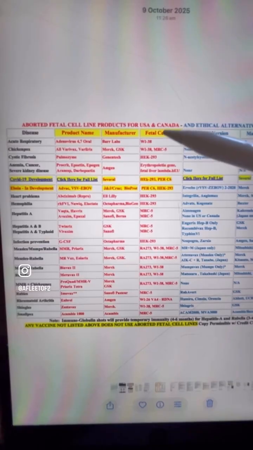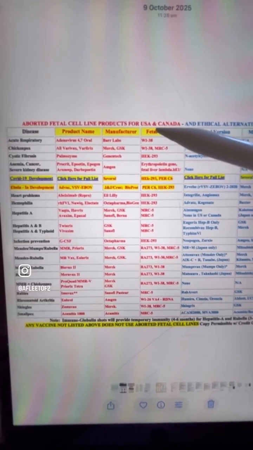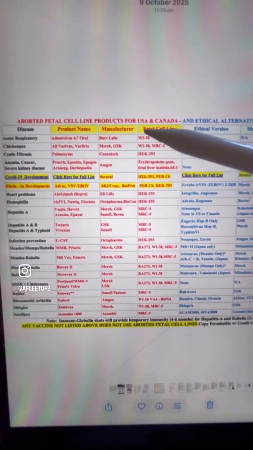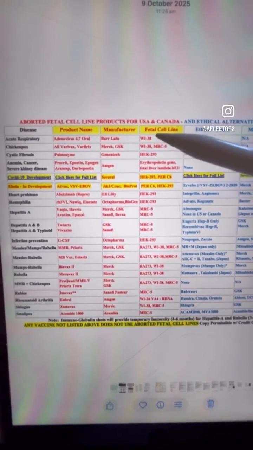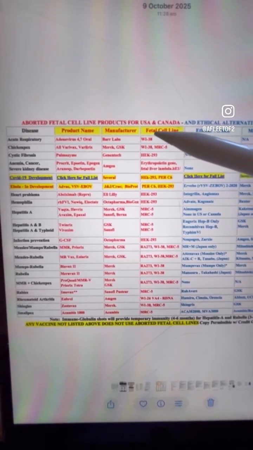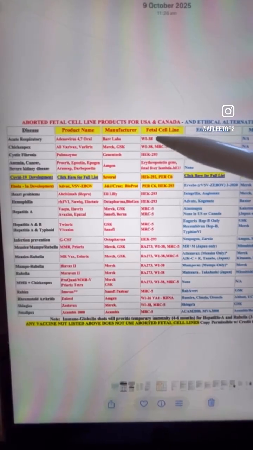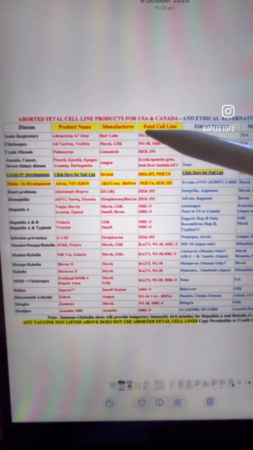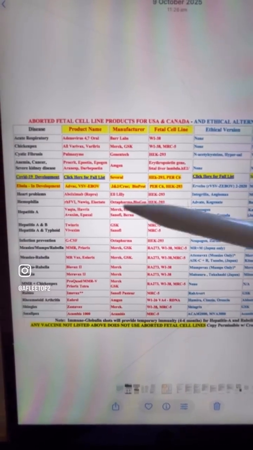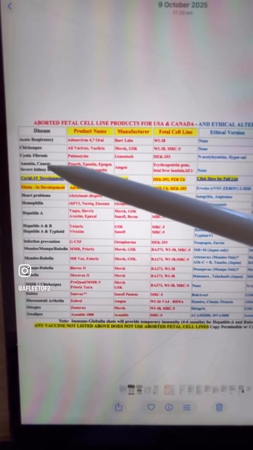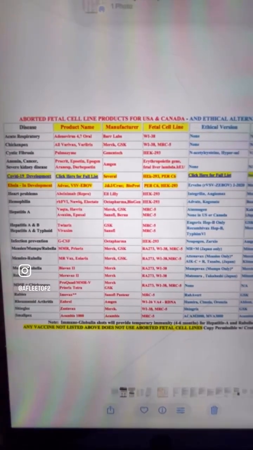So all of these vaccines that I've had are from fetal cell lines. When they say fetal cell line, what's fetal? It's like an aborted fetus. It's a baby that's not born, a baby that's basically in the mother's belly. So that's a fetus, so fetal cell line. All of this is coming from the fetal cell line, and you're getting vaccination for all of these diseases.